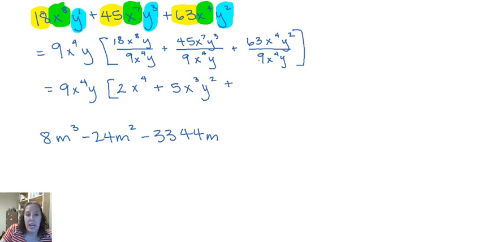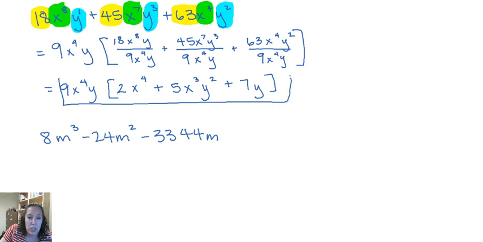63 divided by 9 is 7. X to the 4th divided by x to the 4th, 4 minus 4 is 0, so that's going to be x to the 0, or just 1. And then y squared divided by y is y to the 1st. And what we see inside the parentheses is there are no longer any common factors other than 1 between those three terms.